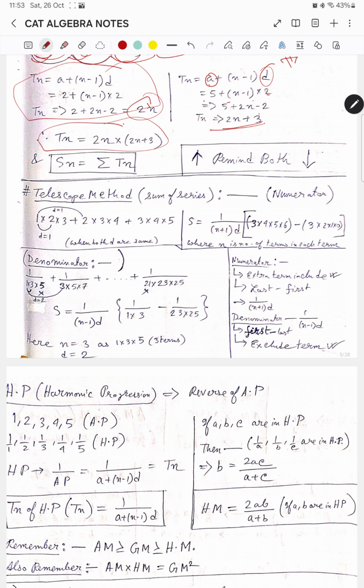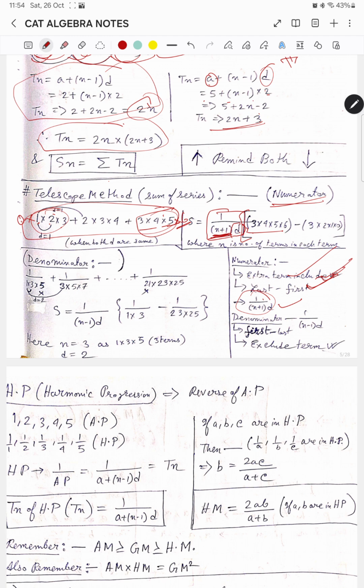So the telescope method is, now suppose the series is only in the numerator, then you will put 1 by n plus 1 into d, where n is the number of terms in each term. The last term here was 3 into 4 into 5. You will extend one more term, 6, minus first term 3 into 2 into 1, extending one more term into 0. This is what you do. You include one more term, subtract the first term from the last term, including one extra term, and multiply with 1 by n plus 1 into d.